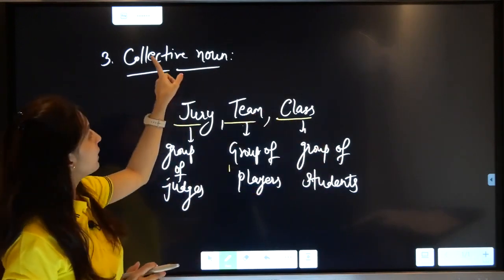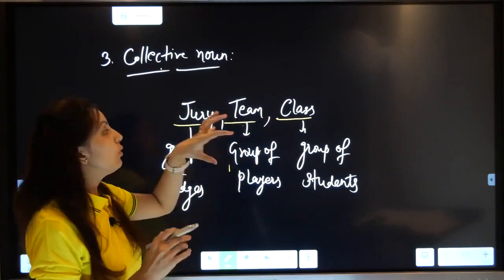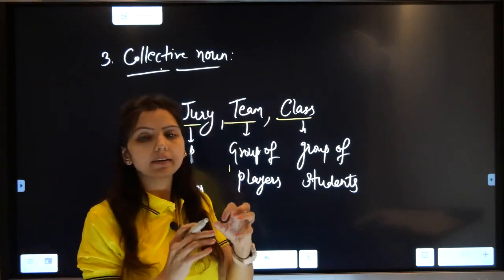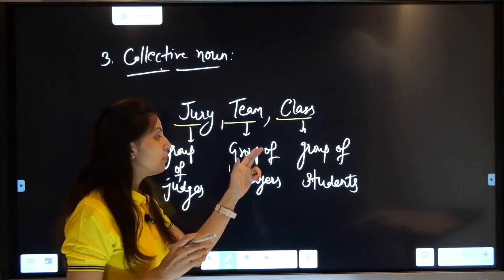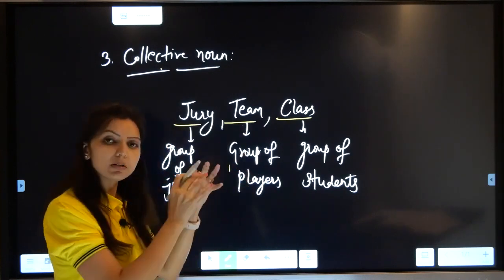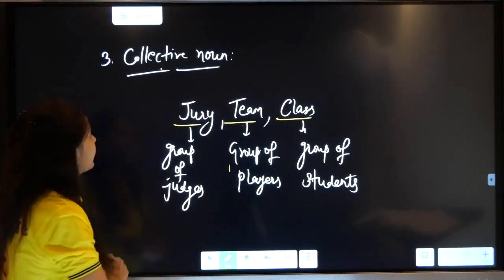So आपका collective noun होगा. Your collective noun will be including all those words which are having multiple persons hidden within them. So these are those terms which are having multiple persons hidden within the term, okay? So that is your collective noun.